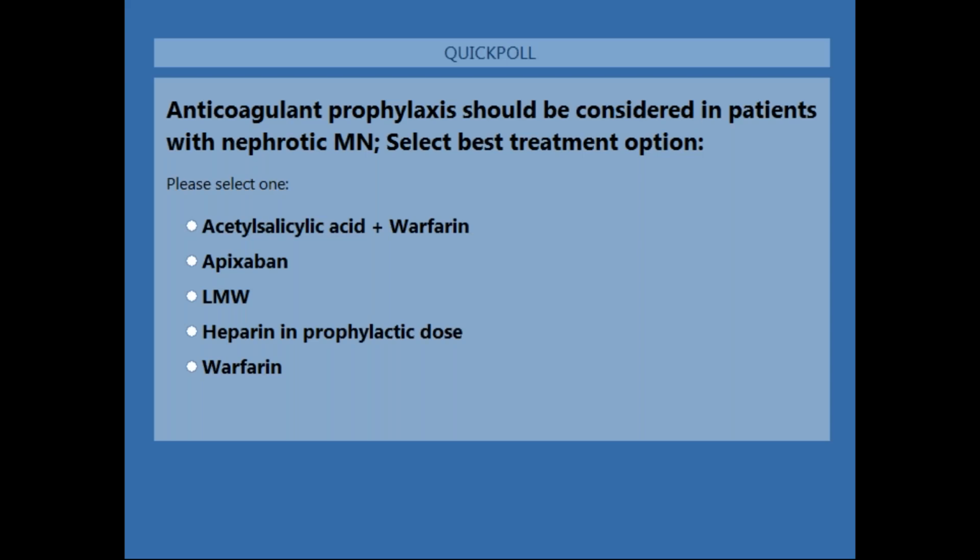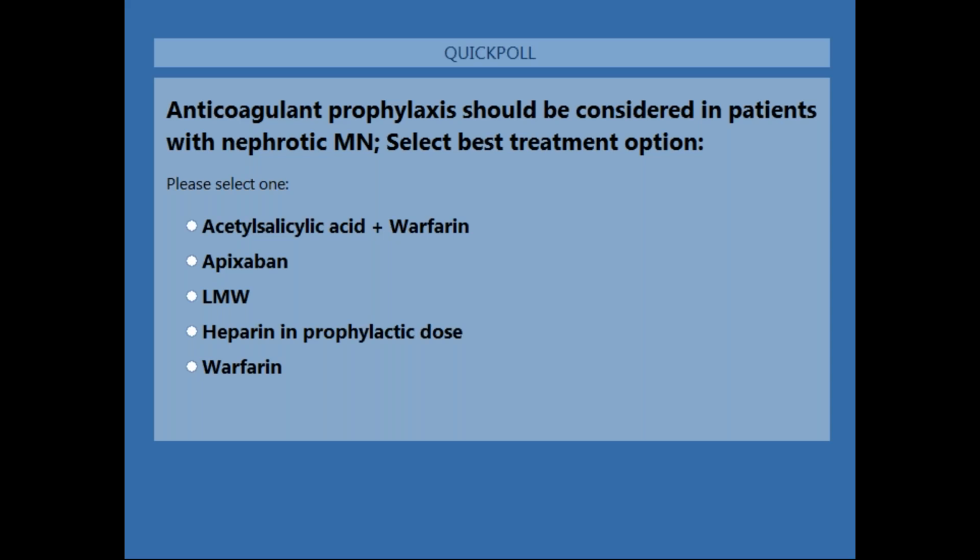Okay. So the next question is on the anticoagulant treatment in patients with nephrotic syndrome. And the question is, what would be the right choice for the treatment of patients with low serum albumin? The possibilities are combination of acetylsalicylic acid and warfarin. The second alternative is the use of apixaban. The third alternative is low molecular weight heparin in a prophylactic dose. And the fourth alternative is the use of warfarin.